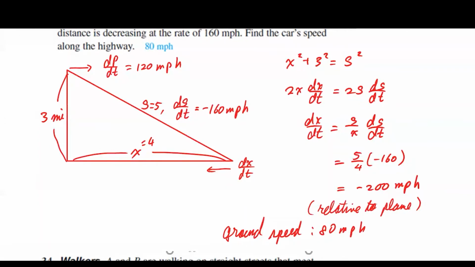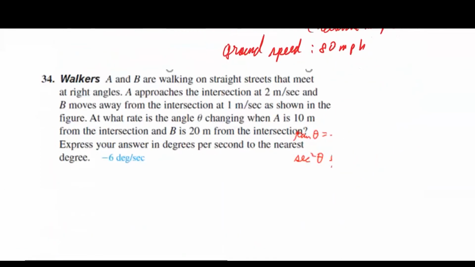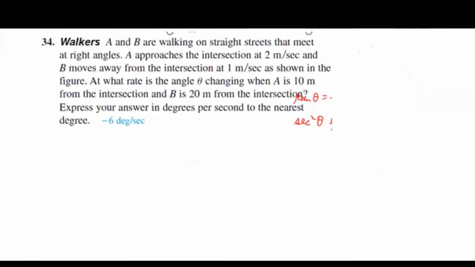Any questions before we move on? Okay. Now, two guys are walking at the right angle. Okay, let me draw the picture for you. So two guys are walking at the right angle. There is a picture provided, but hey, this is faster, okay? So I'm gonna call this thing X and this thing Y, okay?